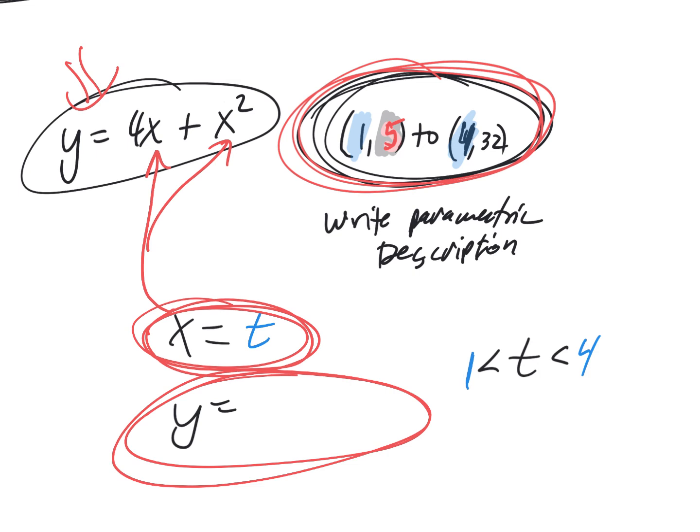Okay. So now I got x equals t, and I just have to stick a t here, and a t there, and then that's all there is to it. 4t plus t squared.